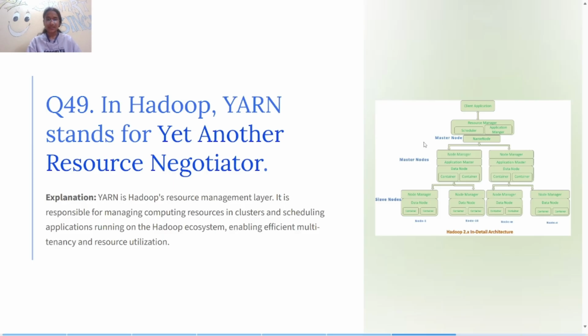So basically YARN stands for Yet Another Resource Negotiator. YARN is basically the resource manager in Hadoop. It decides how much memory, CPU and resources each job gets and schedules tasks efficiently across the cluster.